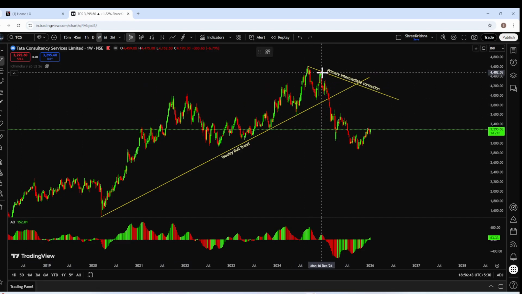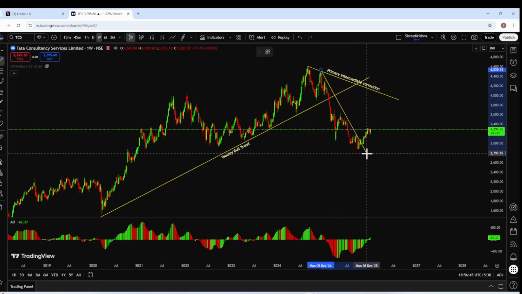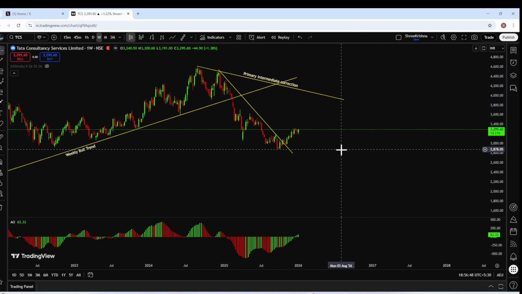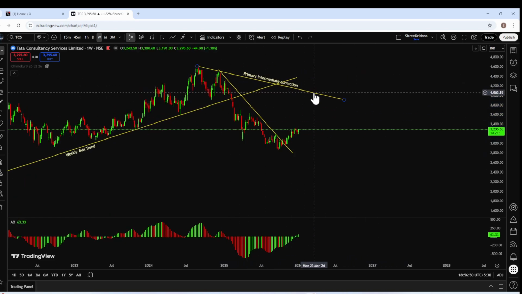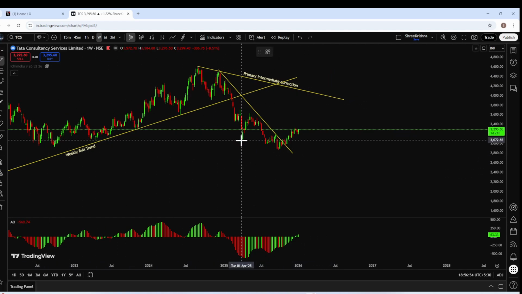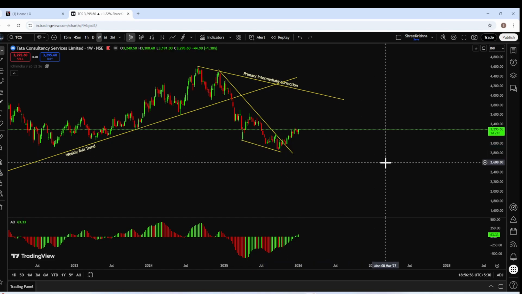After primary, this comes secondary. This is the first inclination, this is the second inclination, and the second inclination has ended with the ending diagonal. The second inclination has ended with the ending diagonal, and the ending diagonal ended with the divergence in the histogram. Histogram basically shows you the difference in the momentum speed. That's all.